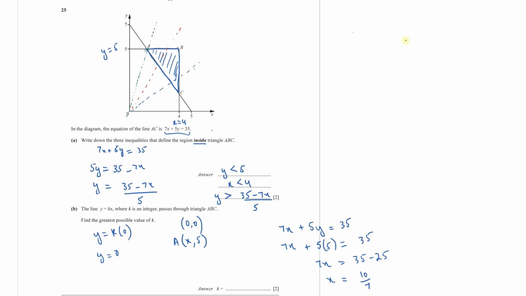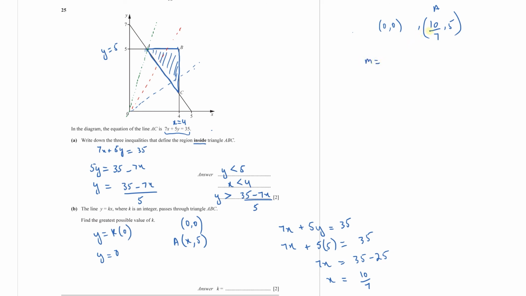So let me continue here on the top. Now I have 2 points on line y equals kx. One is 0, 0, the origin, and the other point is A, which is 10 over 7, and the y value is 5. So this is the other coordinate, which is A. Now I can find the gradient of this green line here.